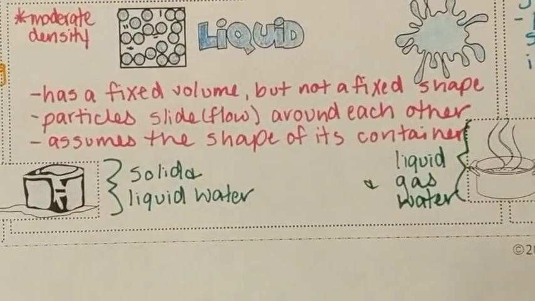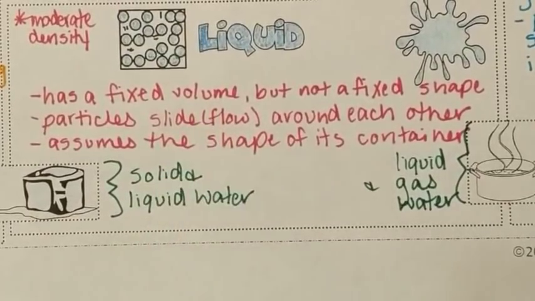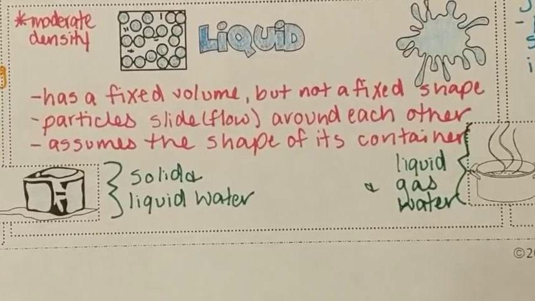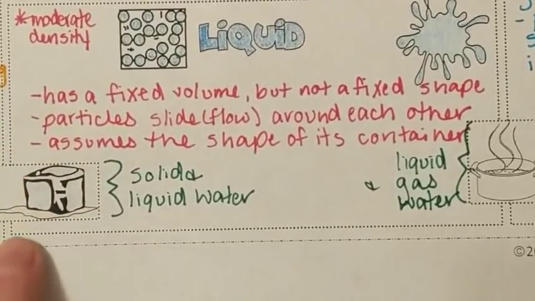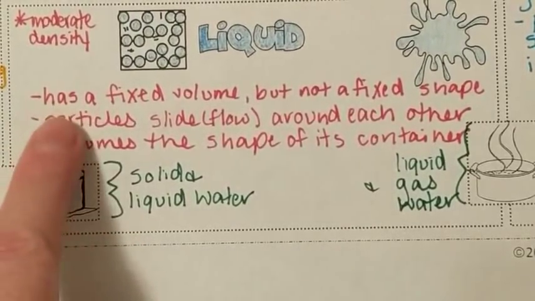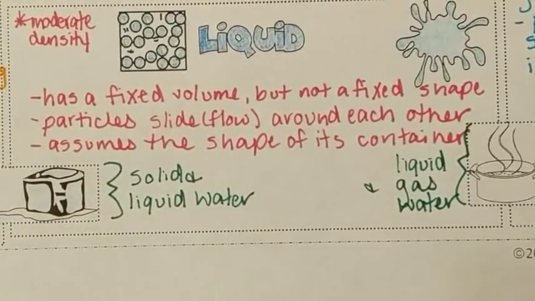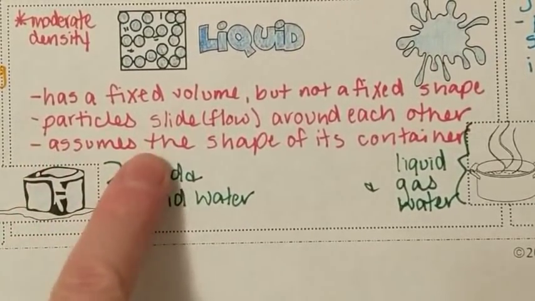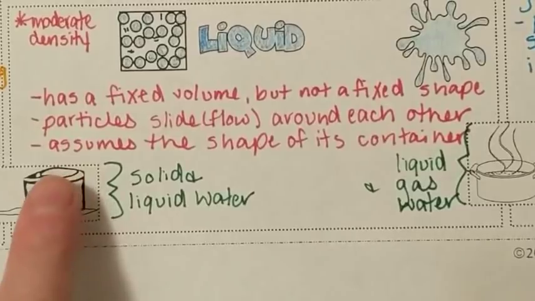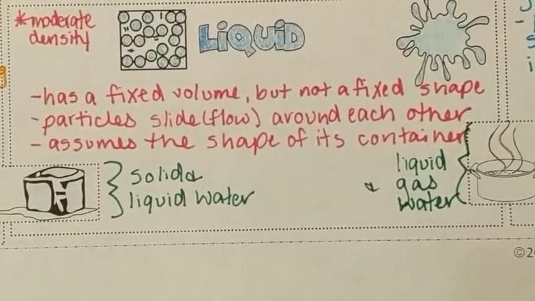Alright, so the next state we're looking at is a liquid. In order to move from a solid to a liquid, we have to increase the energy or increase the heat. So a liquid has a fixed volume but does not have a fixed shape. The particles slide or flow around each other, and it takes the shape of its container.